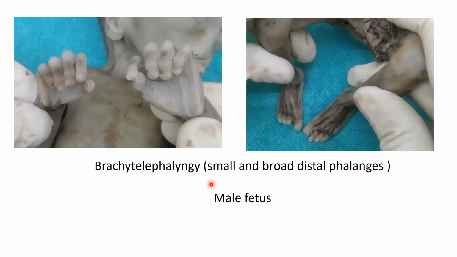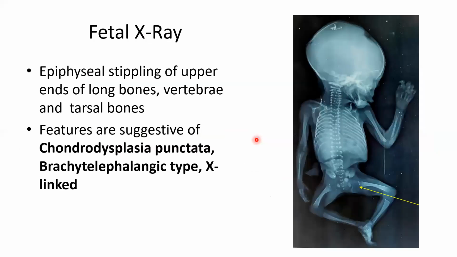And in hands and feet, there was brachytelephalangy. Brachytelephalangy means small and broad distal phalanges, and the fetus was male. As a routine part of our fetal autopsy evaluation, we do fetal x-rays for all the fetuses. So in the fetal x-rays, there was epiphyseal stippling of the upper ends of long bones, and that we can see here at the upper end of the femur. And the vertebra also we can see in the lumbar part, very clearly epiphyseal stippling. And then the tarsal bone, here the ankle joint, is also having epiphyseal stippling.